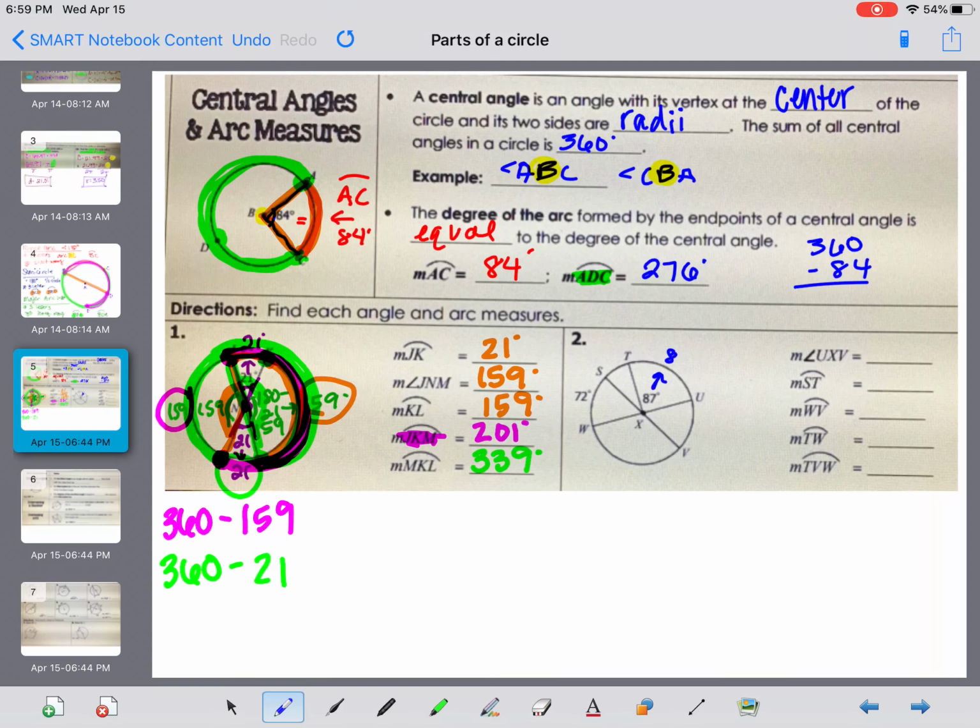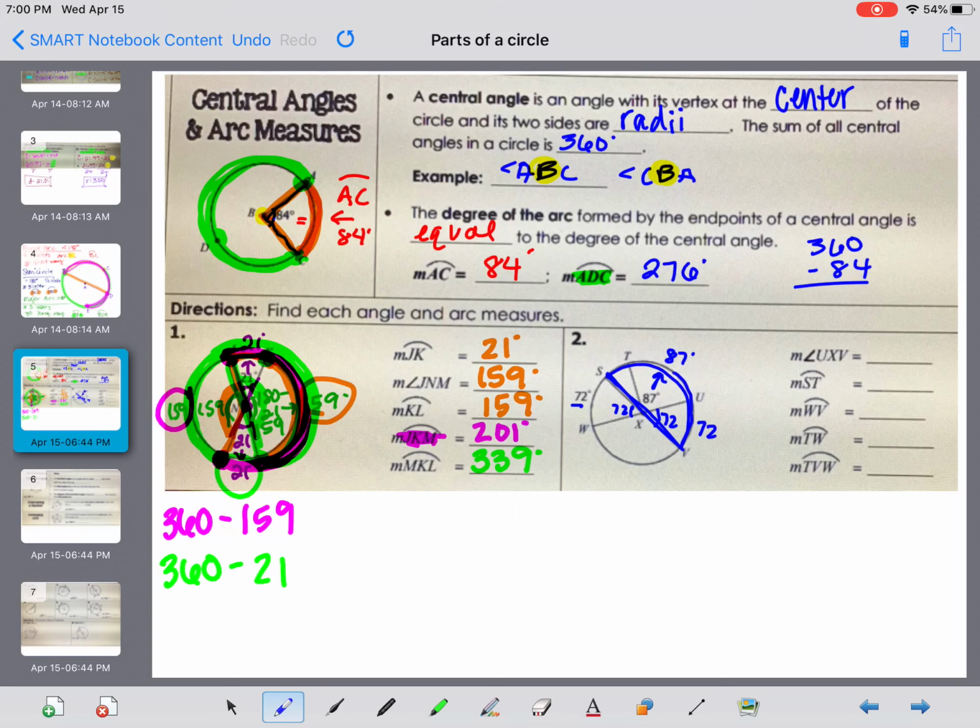So this next question gives us a couple of things. So let's see if we can figure out everything else in this picture before we get started. So we know that this central angle is 87, which means its arc should also be 87. We know that this arc is 72, which means its angle should also be 72. We can see that this angle, this 72, is vertical to this angle, so it should also be 72, which means its arc should also be 72.